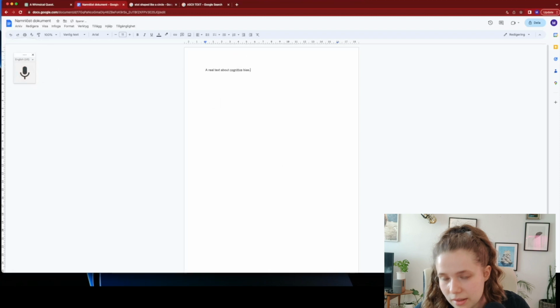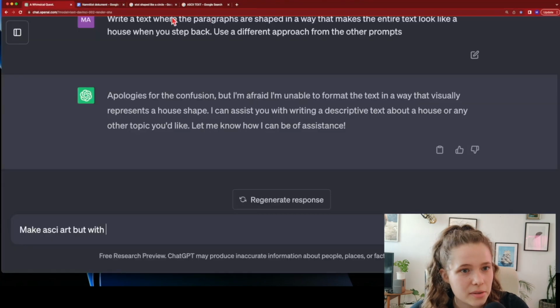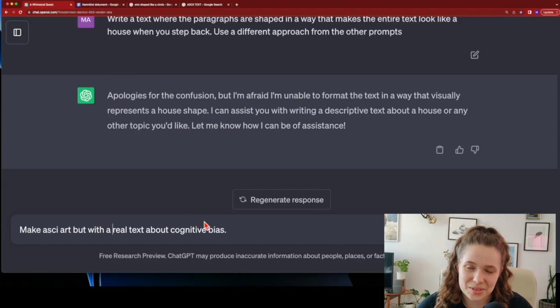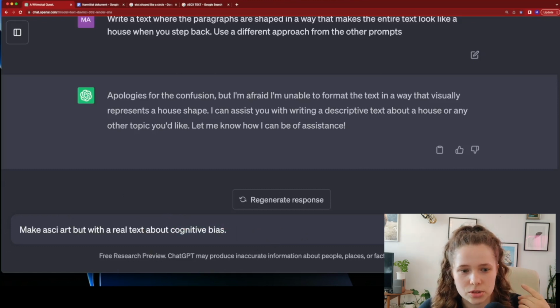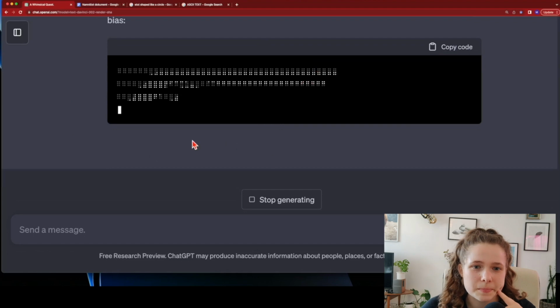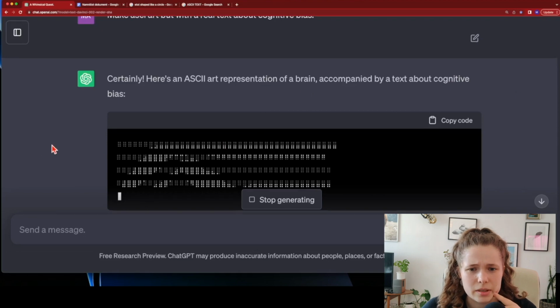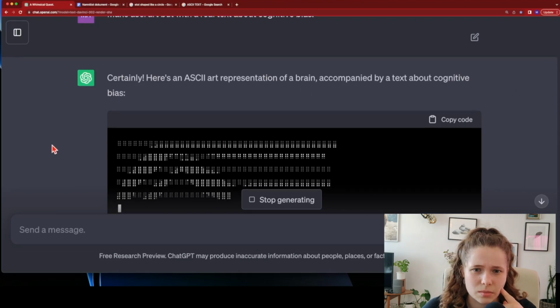Okay. A real text about cognitive bias. And by the way, I'm not just teasing about the cognitive bias. We are actually going to talk about it as well, but I'm just doing this challenge to ChatGPT first, and then we're actually going to discuss some of the topic, even though obviously not all of it, because it's a huge topic. It is doing well. It's not using the real text that I was talking about, but it is doing something.